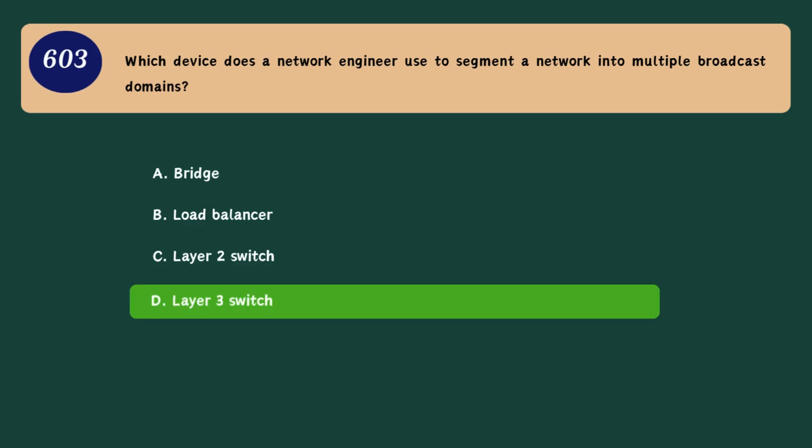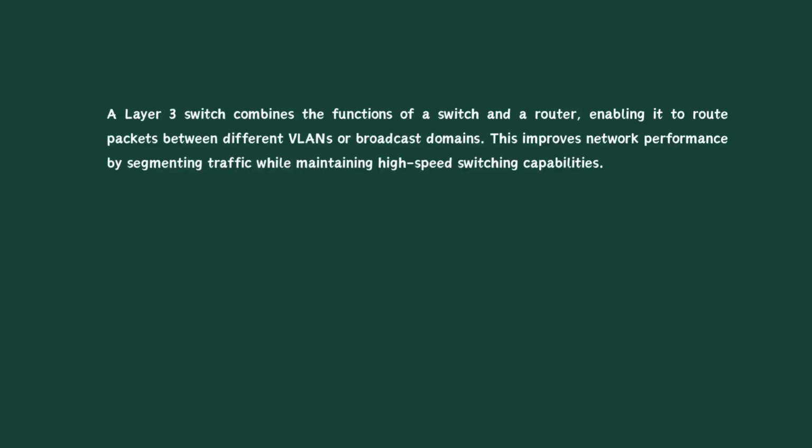Correct answer. D. Layer 3 switch. A Layer 3 switch combines the functions of a switch and a router, enabling it to route packets between different VLANs or broadcast domains. This improves network performance by segmenting traffic while maintaining high-speed switching capabilities.